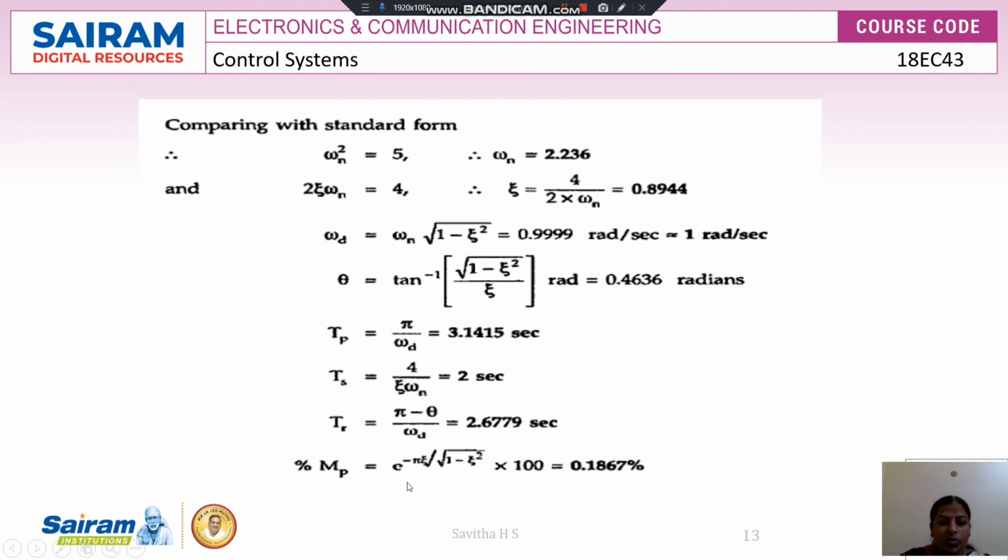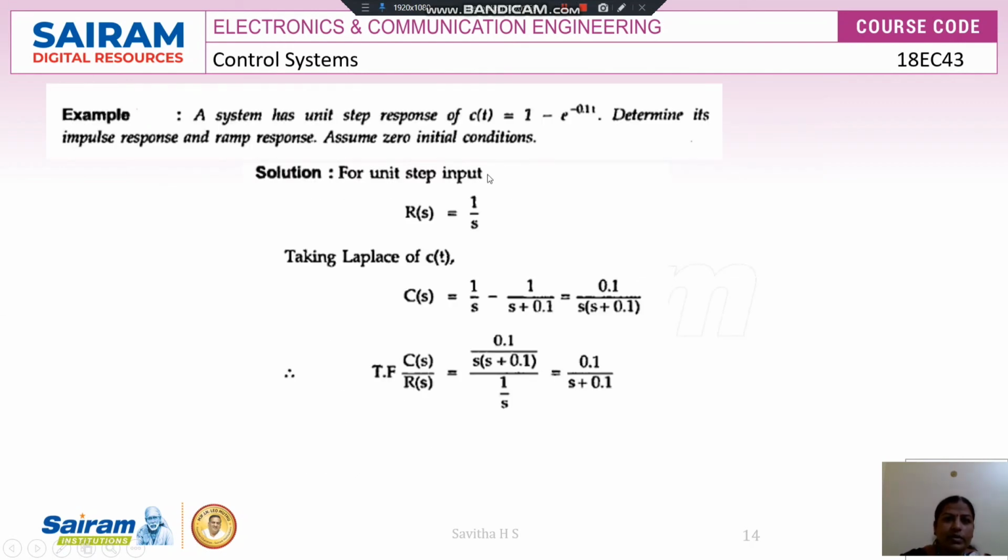The maximum overshoot is e to the power of minus pi zeta divided by square root of 1 minus zeta square. Substituting the value and calculating the exponential, I get 0.1867%. Now we'll see the next problem.